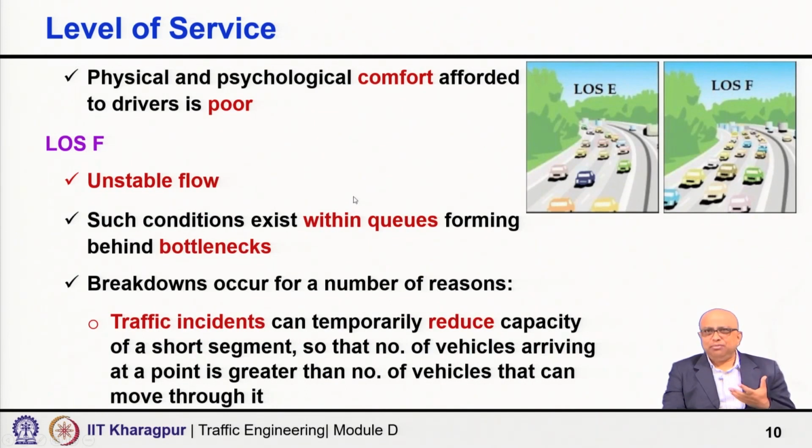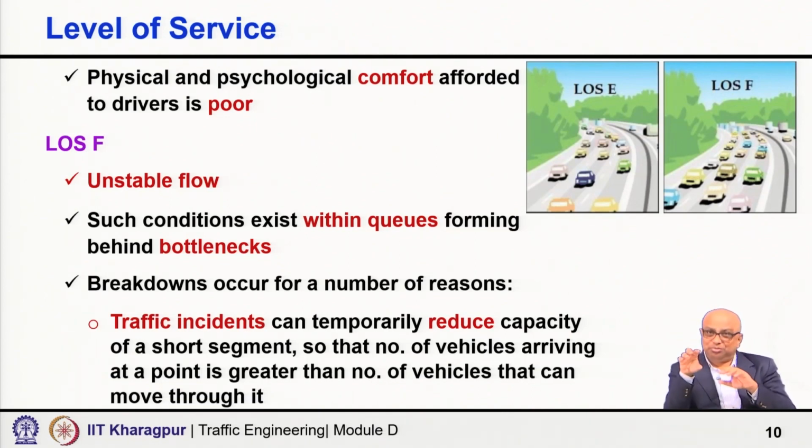Coming to LOS F, as you know, that is the unstable flow, no more is the flow in the steady state, and such conditions exist within queues forming behind a bottleneck. As I have given the example earlier, you have a 3-lane road and then you have a 2-lane segment because of construction or whatever may be the reason, 1 lane is blocked.